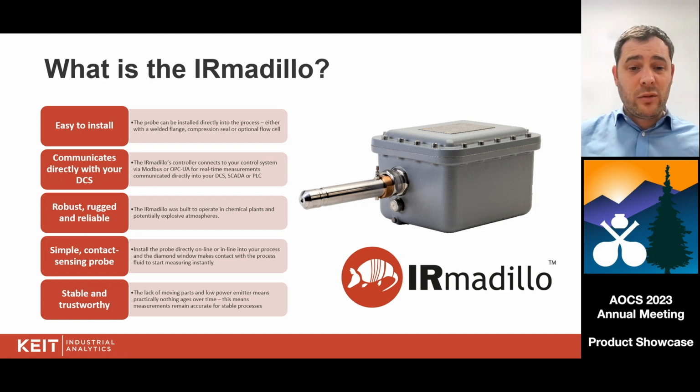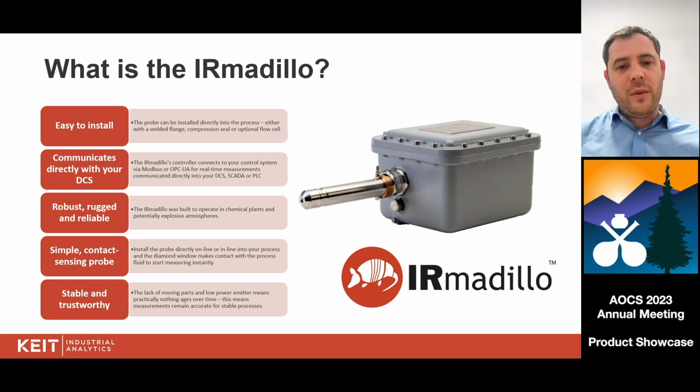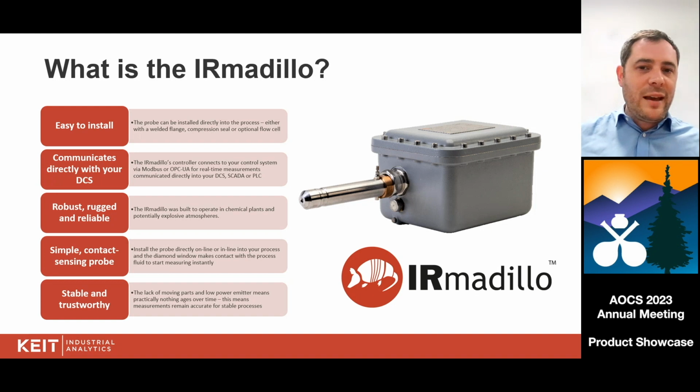It's rugged, robust, reliable. You can see from the picture that it's built to last. You can hit it with a hammer and it doesn't care. I've done so myself. It's a simple contact sensing probe. The tip of that probe is a piece of diamond. The light penetrates that diamond, interacts with your sample, and we make a measurement. It doesn't sip anything inside it. It's just in the same way that a temperature probe just has to make contact. This just has to make contact. And it's stable and trustworthy.